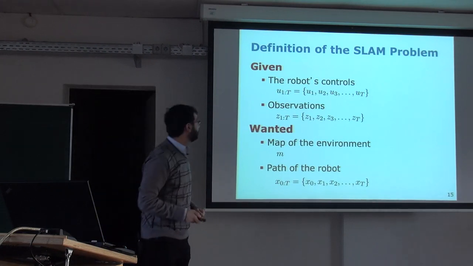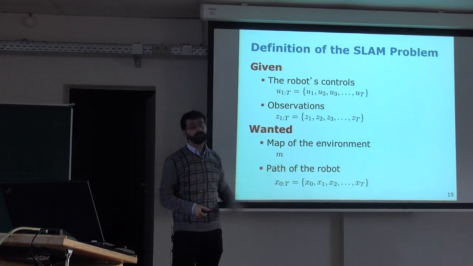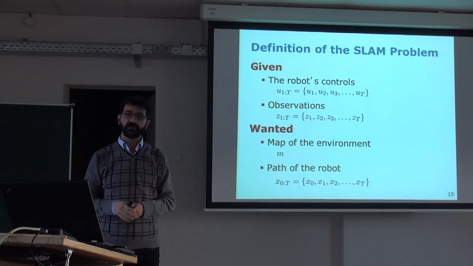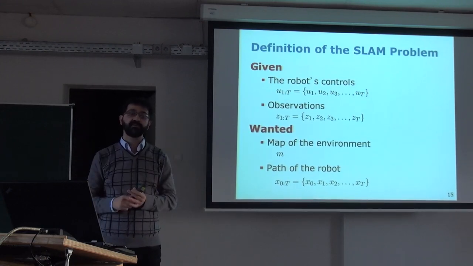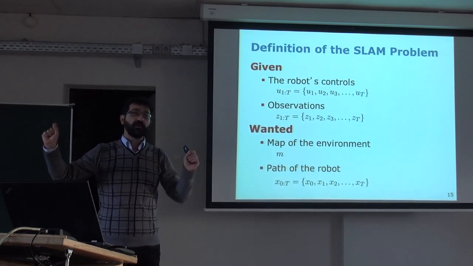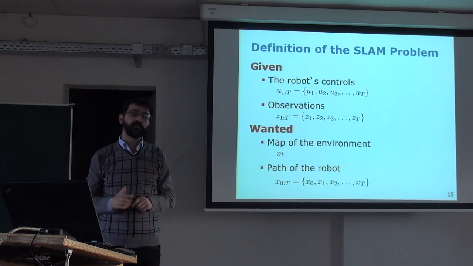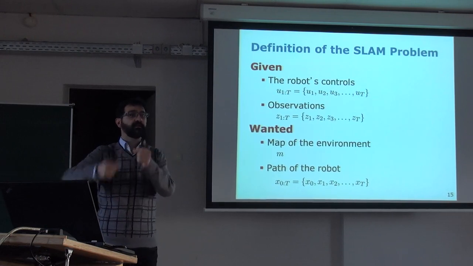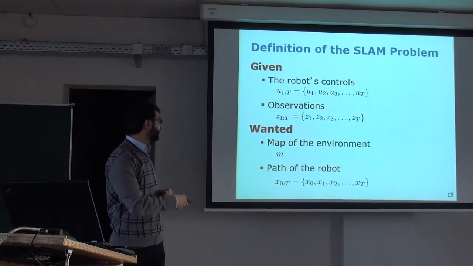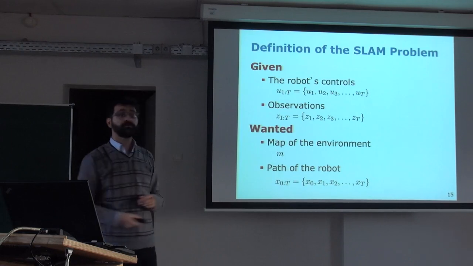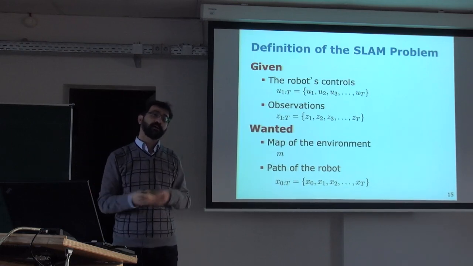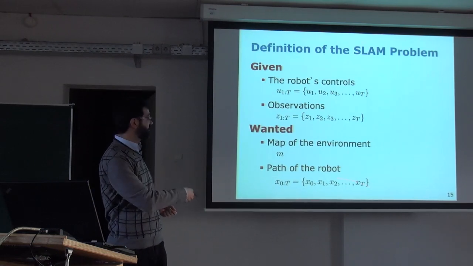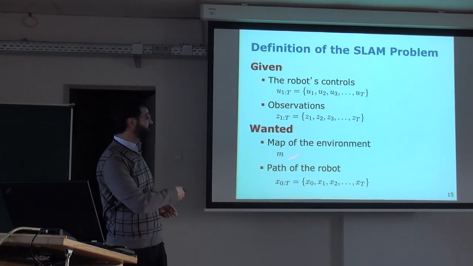And what we want is a map of the environment, which we just call M. And this map can have different representations that we will see later on. It can be a set of stars, a set of very fine 3D points, or a grid with cells saying it's free or occupied, and so on. And we also want to know the path of the robot. We don't know the path of the robot, and therefore this is again SLAM: localization, which will be this part here, and mapping, which will be this part here.